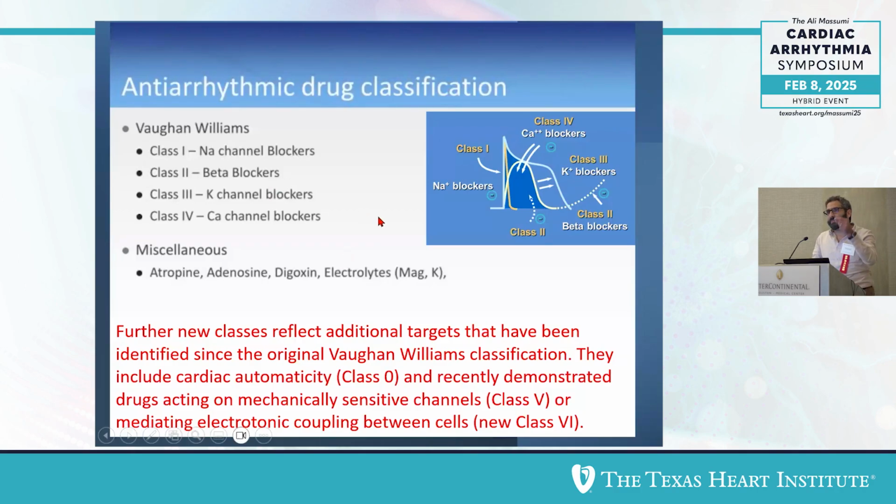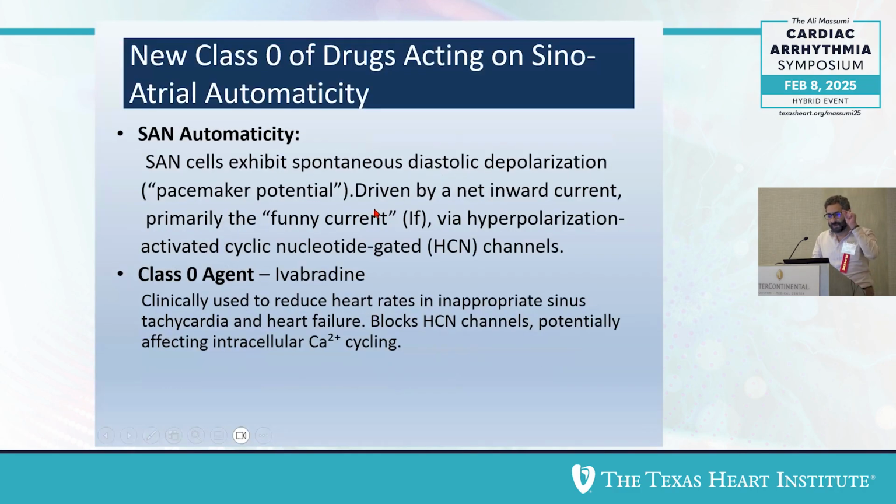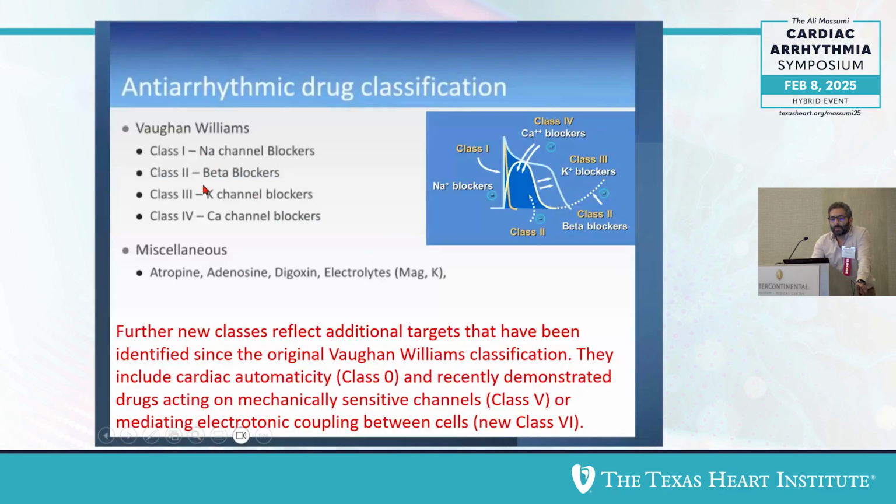It has now changed, but in this talk, I don't want to focus on all the different changes. I just want to focus on the agents themselves. So it used to be class 1, 2, 3, 4. Now it's class 0, 1, 2, 3, 4, 5, 6, and 7. So again, who cares? Don't worry about that.